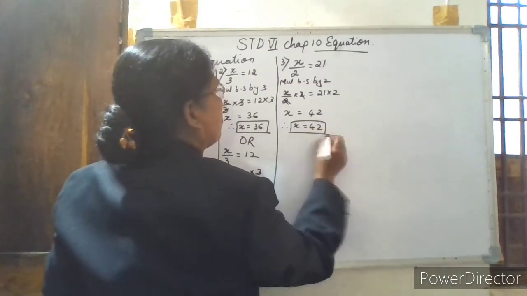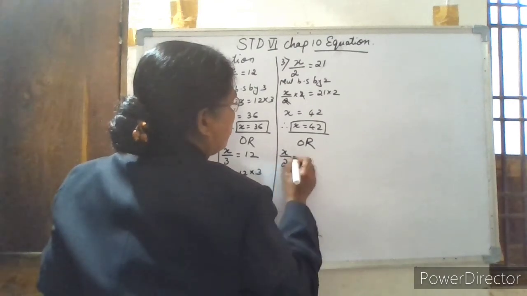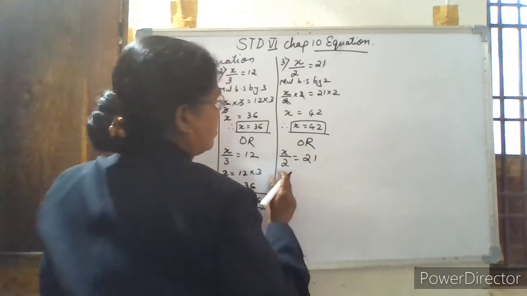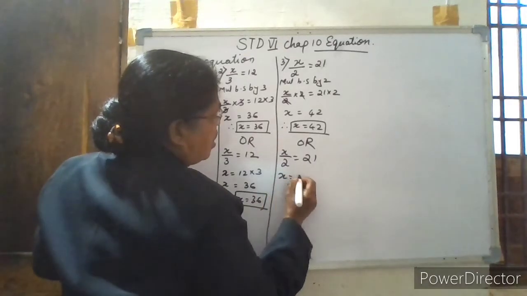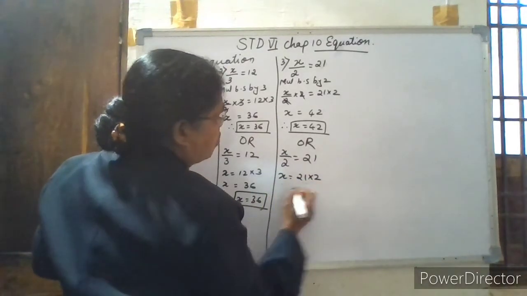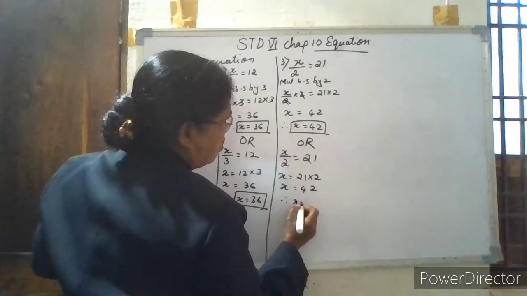Or second method, x by 2 equal to 21. Transfer 2 to the other side, it gets multiplied. x is equal to 21 into 2. So x is equal to 2 ones are 2, 2 twos are 4. Therefore x is equal to 42.